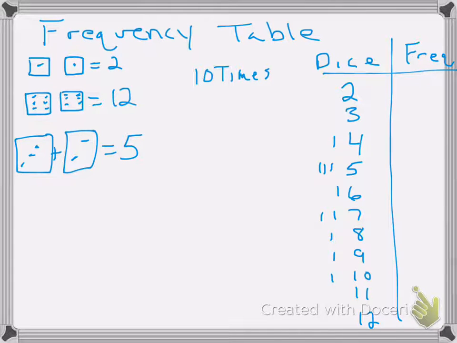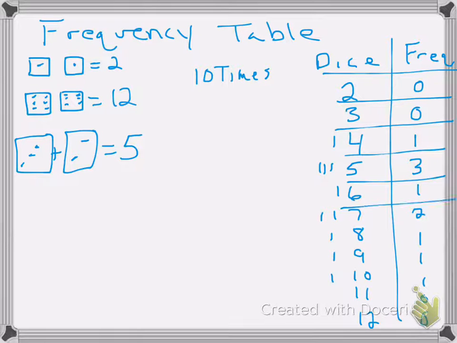Okay? All right, so I'm going to add up my tally marks to get my frequency of how often it happened. So this was 0 times, 0 times, 1 time. 3 times, 1 time, 2 times. 1 time, 1 time, 1 time, 0 and 0. If you want, you can do nice little lines so that you can see it a little nicer.